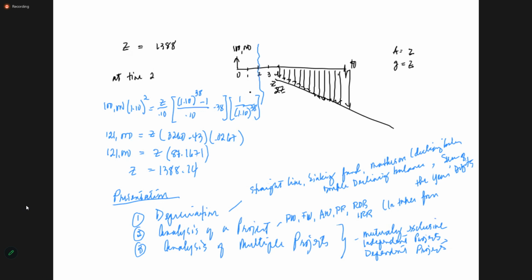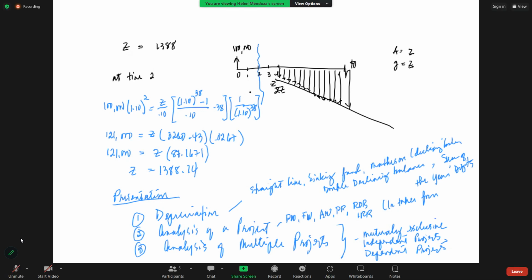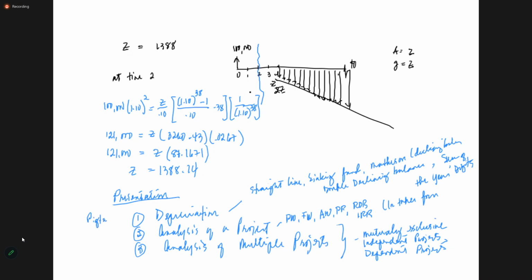Ma'am, kasama ba dito yung weighted? Wala po yung weighted. Ang kinukuha lang dyan, ma'am, present worth, future worth, AW, PP, ROR, tsaka IRR. Ano, ma'am, yung return of investment? ROR, ma'am, rate of return. Yung isa IRR, internal rate of return.